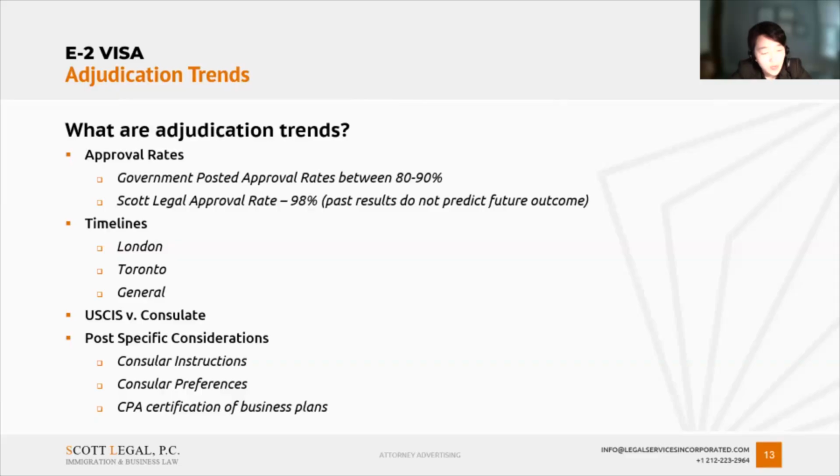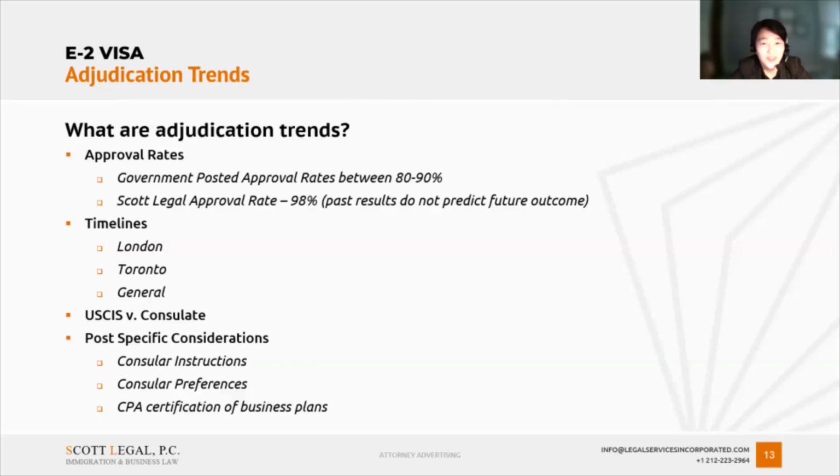Scott Legal approval rates. We have a very high approval rate of 98%. Approximately 98%, and we've processed thousands of cases. So definitely you can see that attorney prepared files have a higher success rate than the government posted general approval rate. Again, note that past results do not predict future outcome, but we have had plenty of experience with the more risky types of cases.